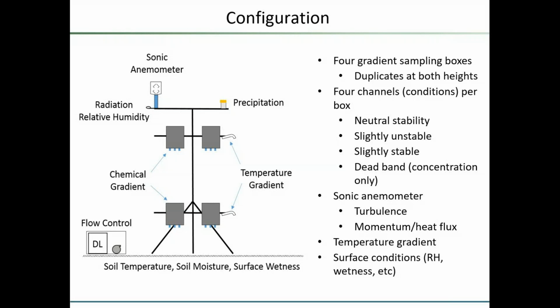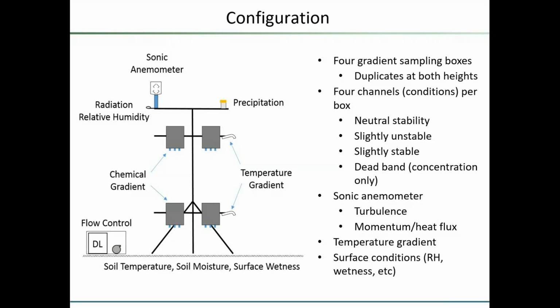And then a dead band where we may not be meeting these other stability conditions, but we still want to at least measure the air concentration. So while our fluxes may not cover the entire sampling period of a week or 2 weeks or a month, we at least have a continuous measure of the air concentration along with our flux calculations during these different conditions.